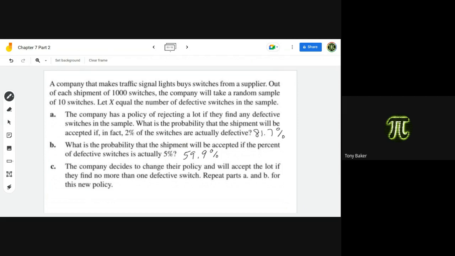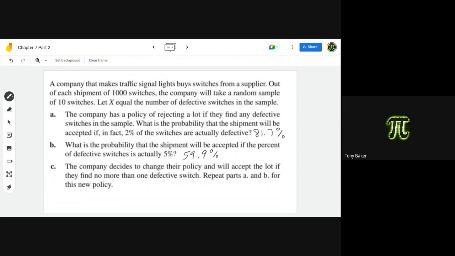So if the company decides to change their policy and will accept the lot if they find no more than 1 defective switch, how does that change my process? Okay, so do X as 1 for the 2%. What do you get? Does it make sense that they're now only going to accept basically 17% of the shipment, if they can accept 1?